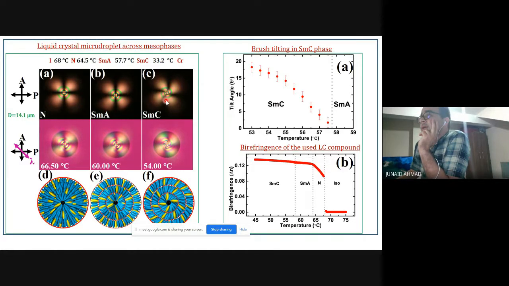We also measured this brush tilt as a function of temperature, and we found that the tilt angle decreases as we increase the temperature towards the smectic A phase. And we also measured the birefringence of this very liquid crystal compound to figure out its phase transitions. And this is the birefringence data corresponding to the liquid crystal compound that we have used. It has 3 liquid crystalline phases: smectic C, smectic A, and nematic. So isotropic to nematic is a first order transition. Nematic to smectic is also a first order transition, and smectic A to smectic C is a weakly second order transition.